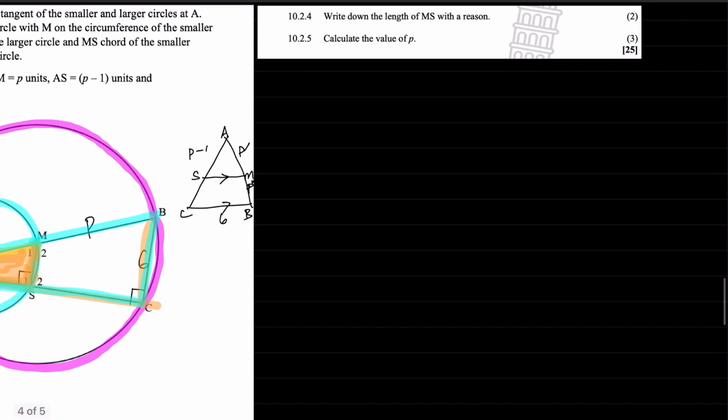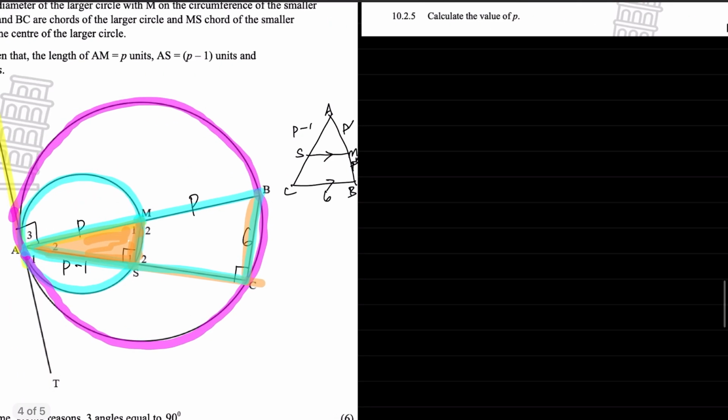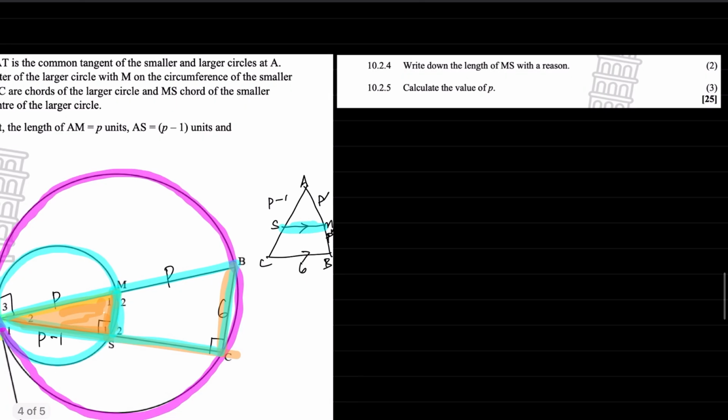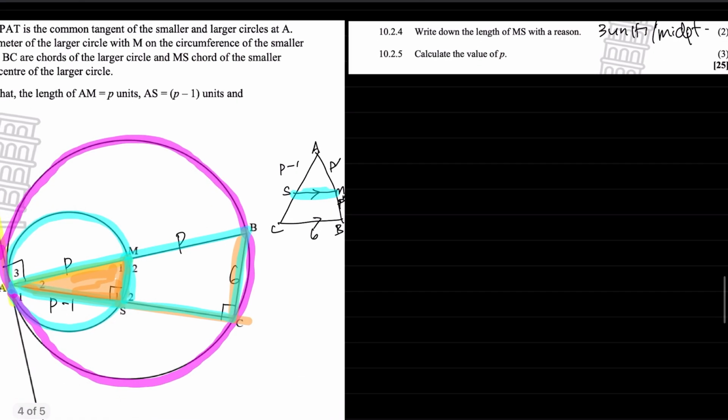Okay? Final two questions now. 10.2.4, write down the length of MS with a reason. So MS is this line right here, that line right there, and we know the theorem now. A line drawn from the center is going to be half the line at the base. So if the base is 6, if BC is 6, that means that MS is going to be half of 6, which is 3 units. Midpoint theorem. Okay? 10.2.5, calculate the value of P.